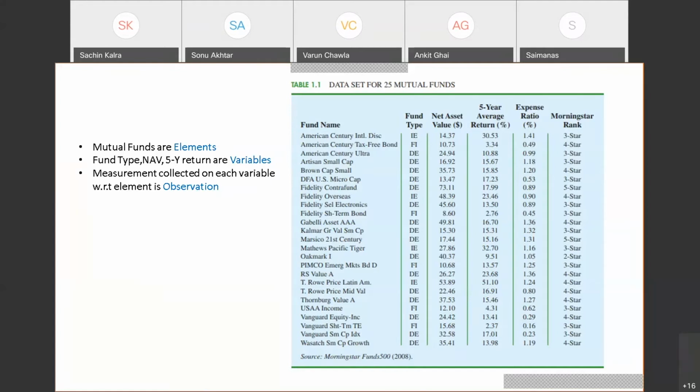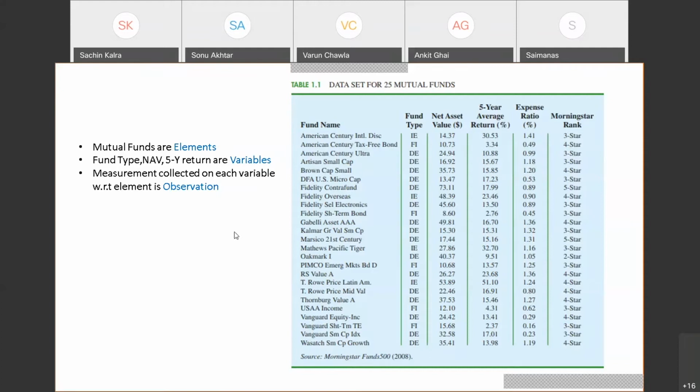So the scale of measurement for a variable is called an ordinal scale if data exhibit the properties of nominal data and order or rank of data is meaningful. So we just learned that for nominal, fund type, or maybe the name of the fund, is nominal data, but for ordinal it is actually the rank.